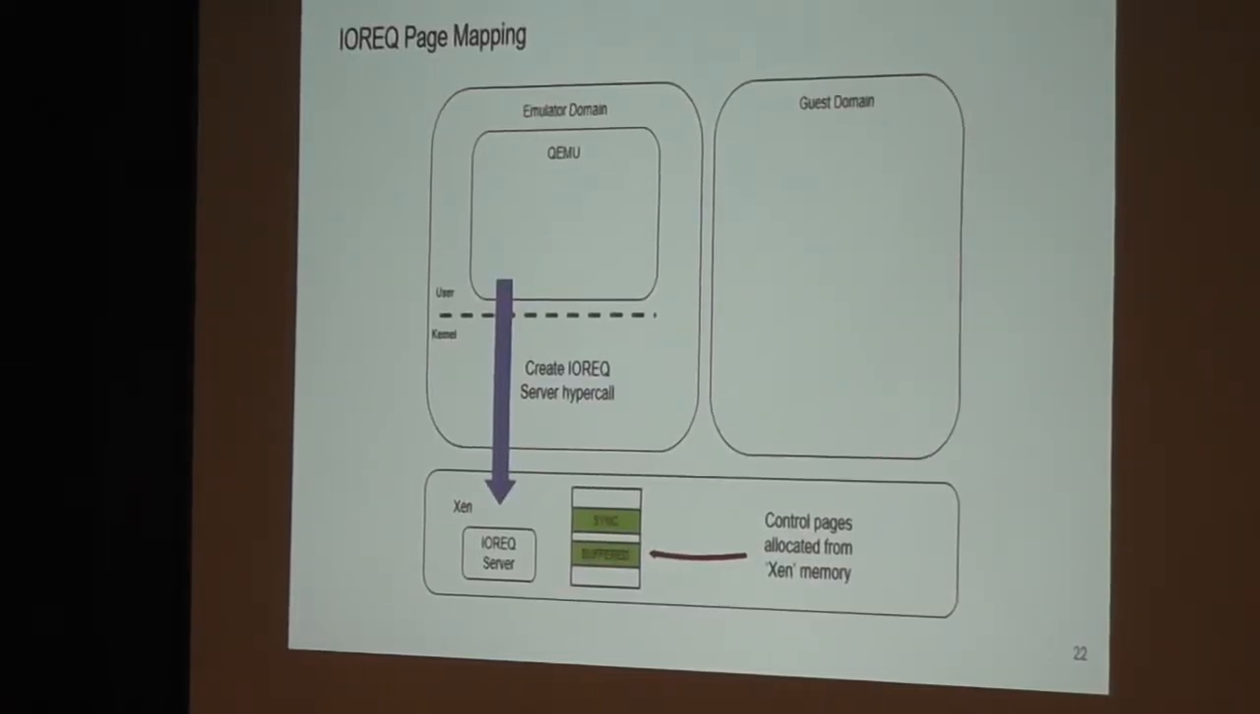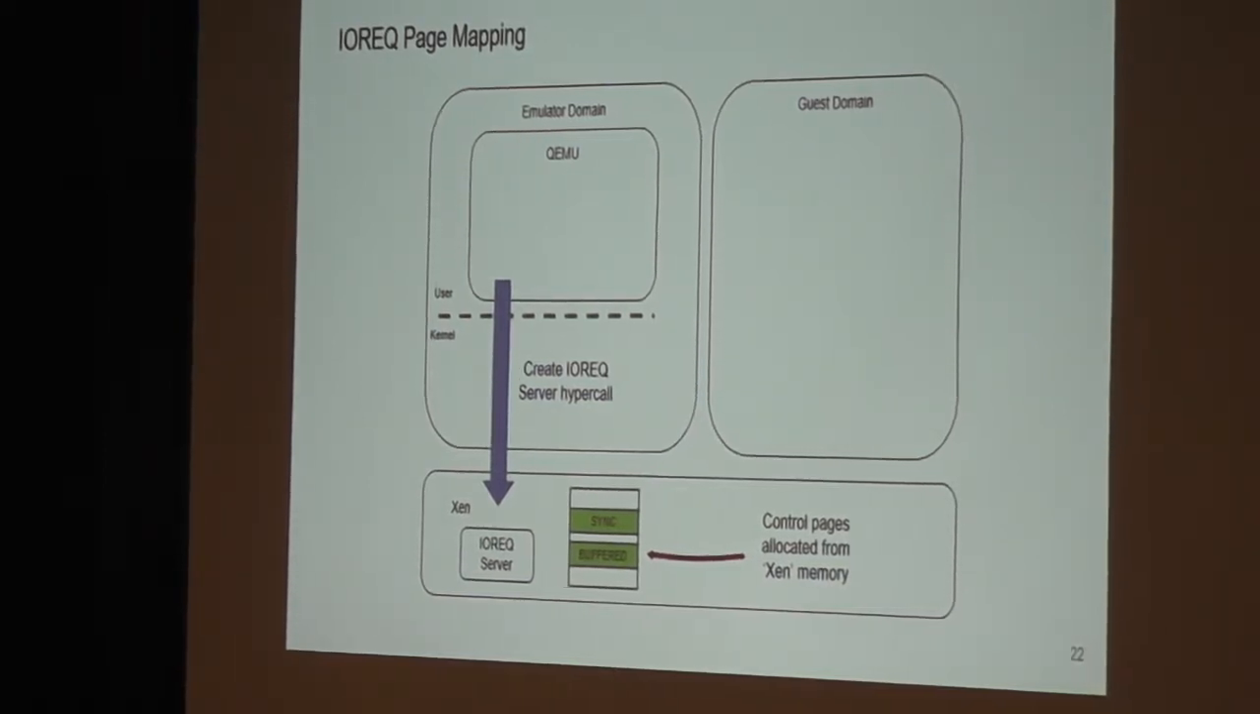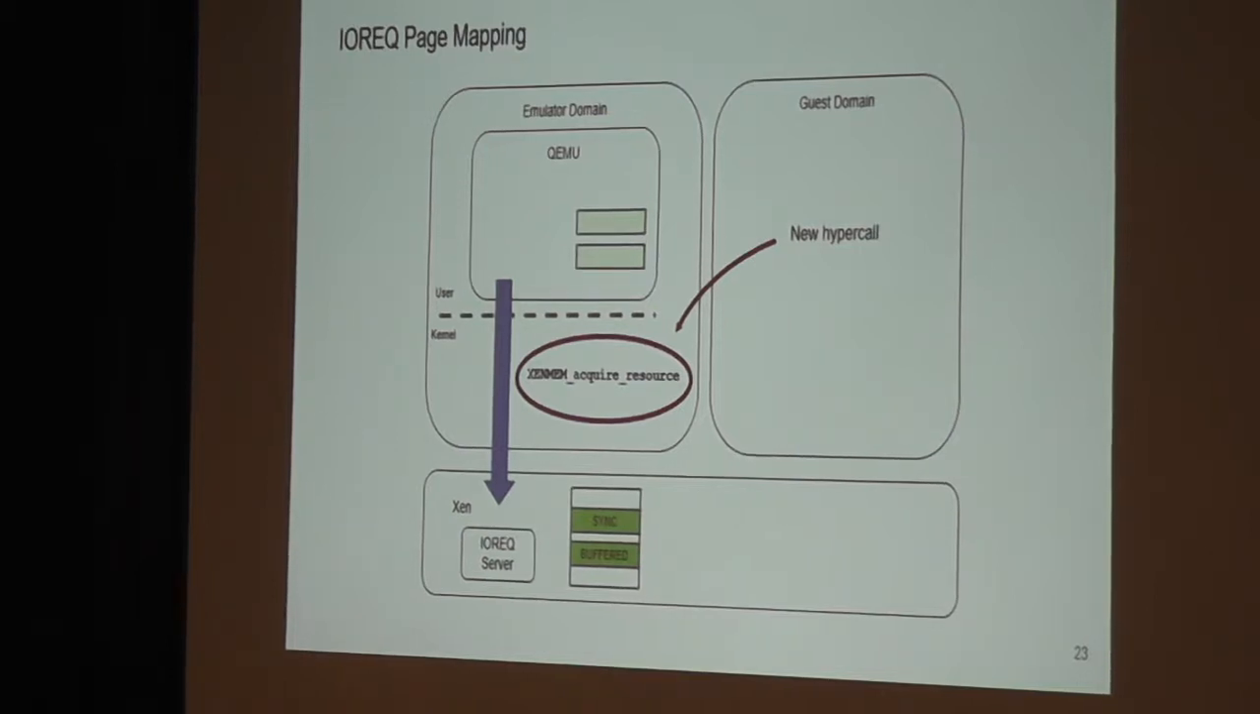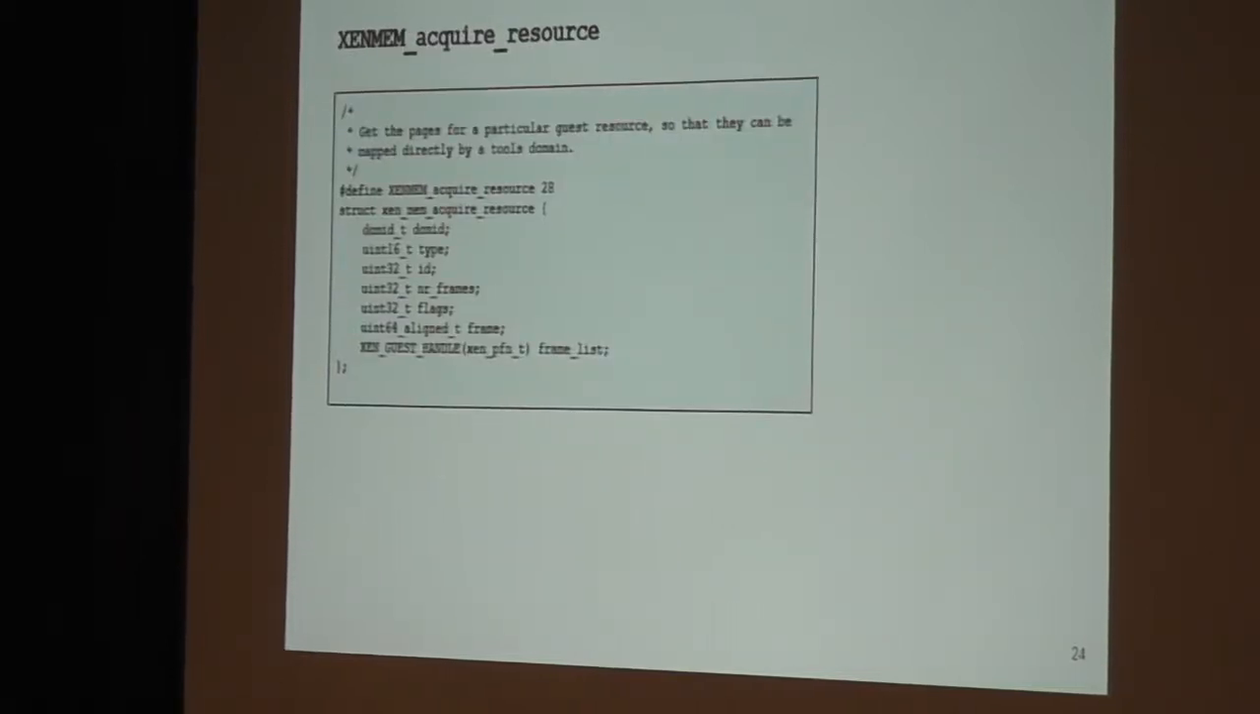So now, when you set up an IOREQ server, the pages are not allocated in guest memory. The sync and buffer pages are allocated directly by Xen, and you use the new hypercall to map those into QEMU's memory space. So let's take a closer look at the hypercall itself. That's the structure.